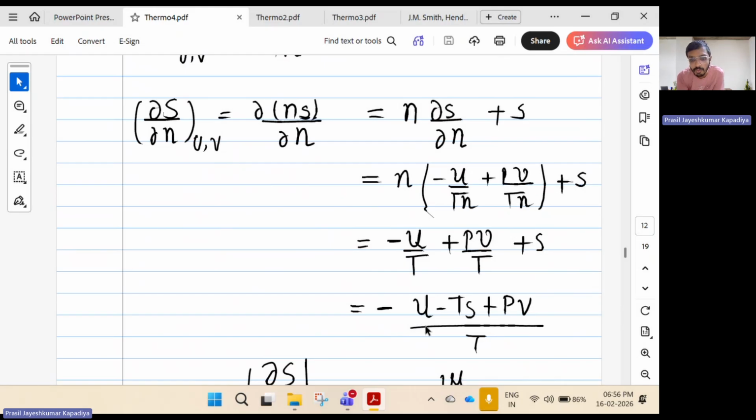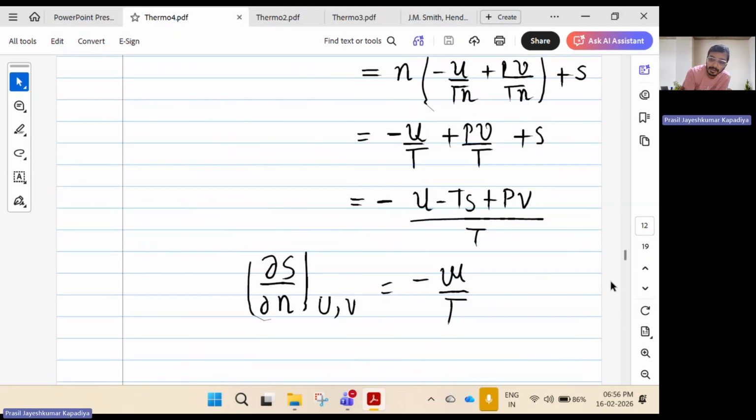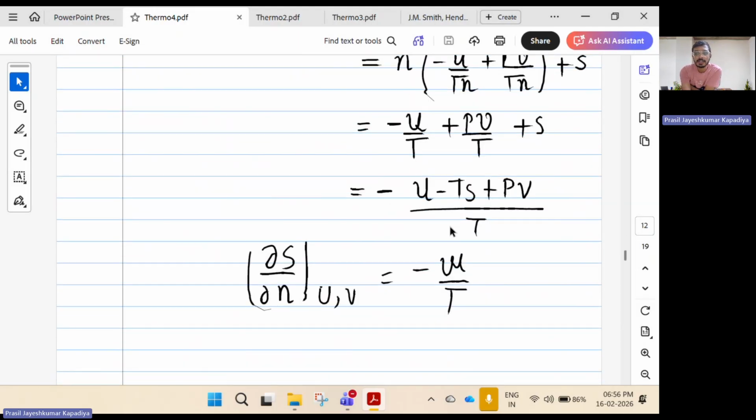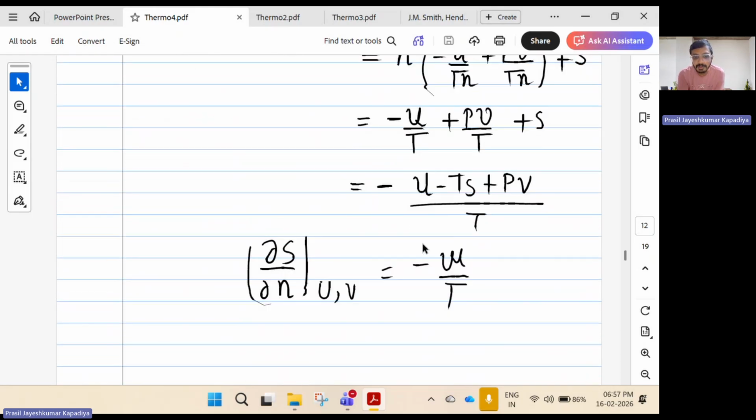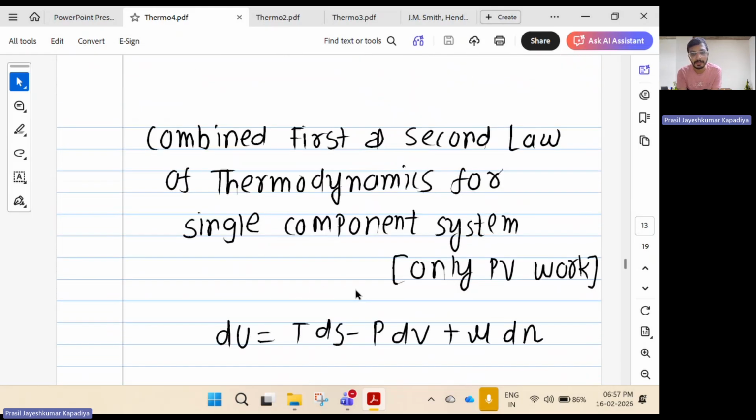So this is nothing but, if I keep minus constant, u minus Ts plus Pv divided by T. What is this? U minus Ts plus Pv. U plus Pv is h, minus Ts is nothing but mu. So this is how you can also derive it another way. Del S by del N at constant U, V is nothing but minus of mu by T.